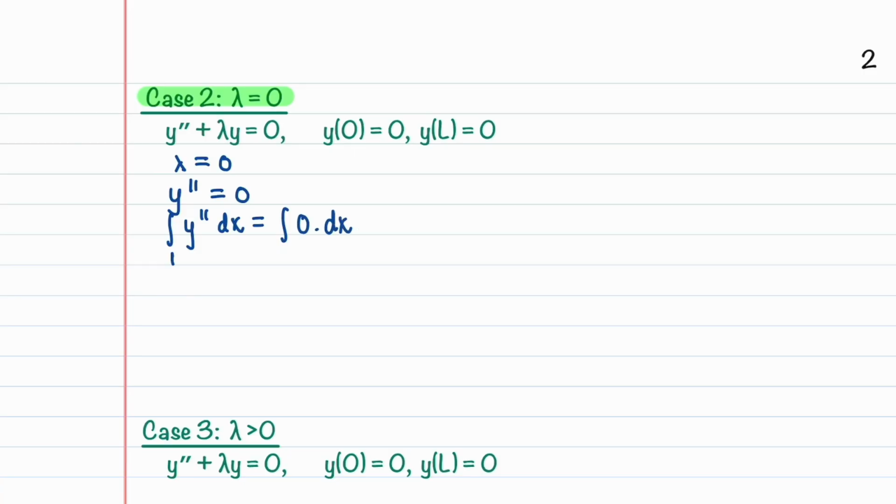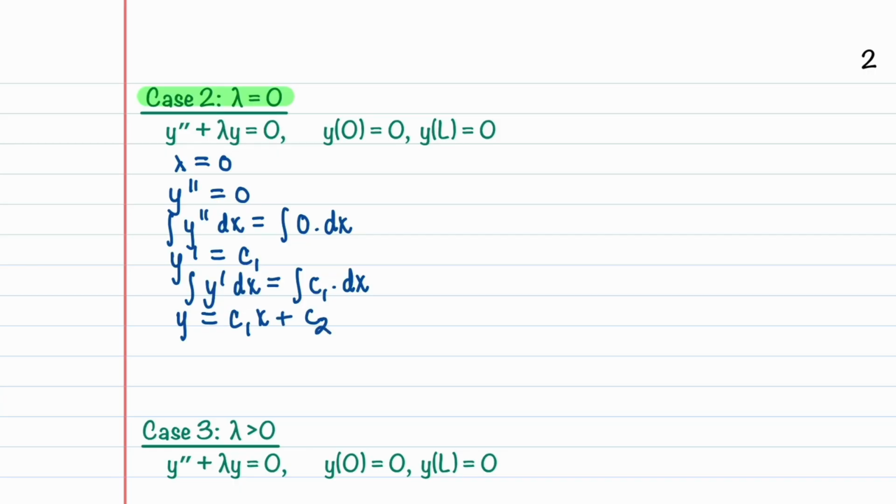On the left, we get y prime, and then on the right, we get a constant that I'll call C1. Now we're going to integrate again. We have the integral y prime dx is the integral C1 times dx, and this gives us that y is equal to C1x plus another constant that I'll call C2. Now we can use our boundary conditions to find C1 and C2.